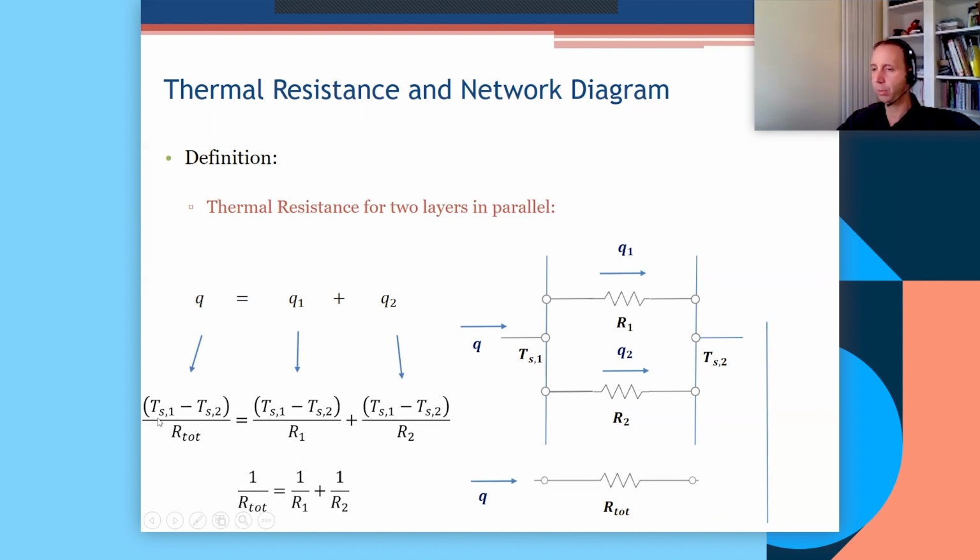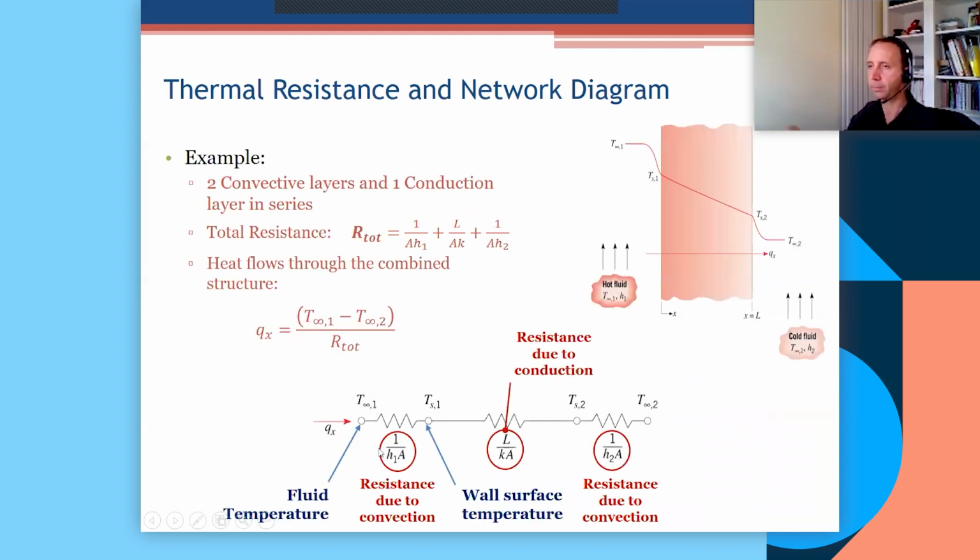So what is common in that case is no longer Q, but the temperature difference TS1 minus TS2. So you can cancel it out and you end up with an equality which relates R total to R1 and R2. But it's no longer R1 plus R2 that gives you R total; it's the inverse of R1 plus the inverse of R2 that gives you the inverse of R total. So that's the parallel arrangement definition of the total resistance.